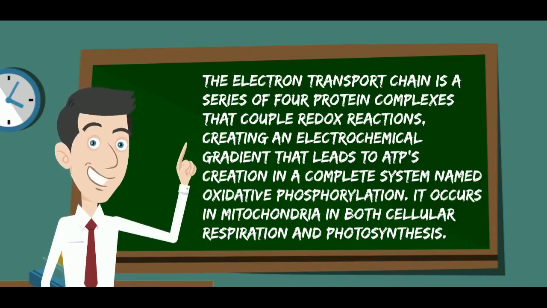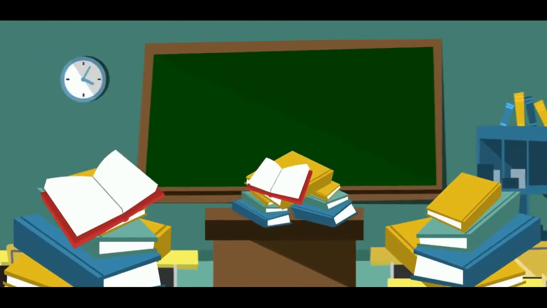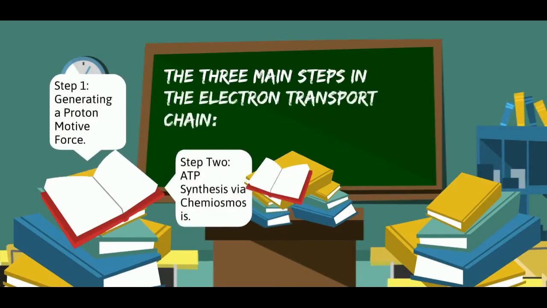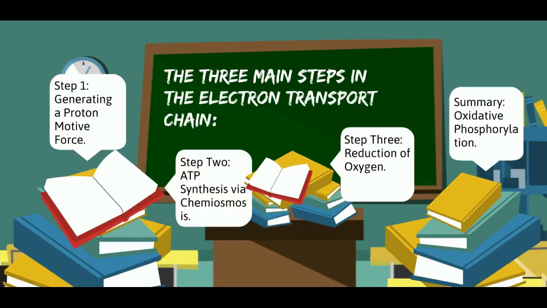The 3 main steps in the electron transport chain. Step 1: Generating a proton motive force. Step 2: ATP synthesis via chemiosmosis. Step 3: Reduction of oxygen. Summary: Oxidative phosphorylation.